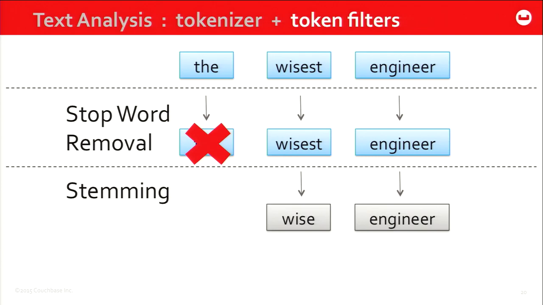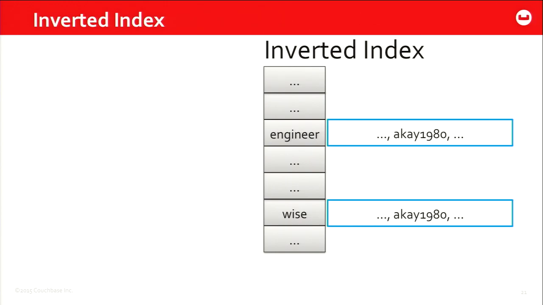So at the end result of this, we have 2 tokens left, wise and engineer. And those are the terms that are going to be put into the index. I put a little illustration here of a logical representation of what this would look like. On the left-hand side, that column, we see the keys in the index. And on the right-hand side, you have the list of document IDs that correspond to that.